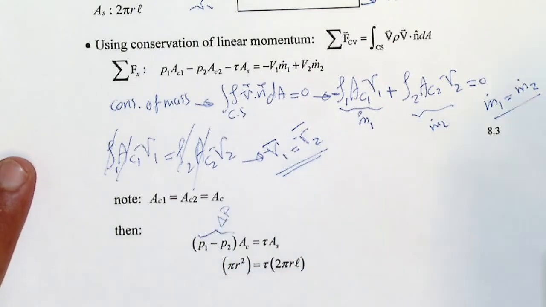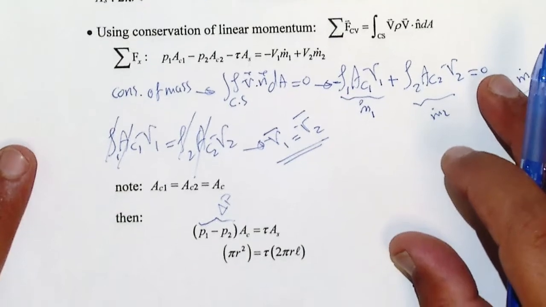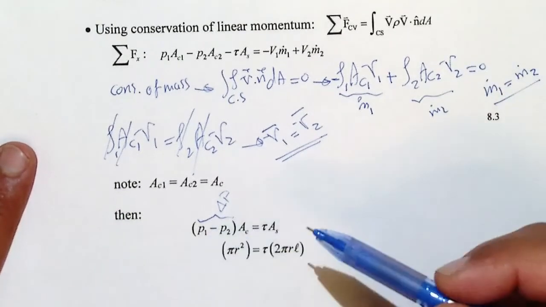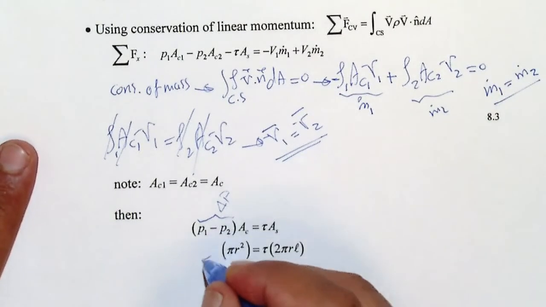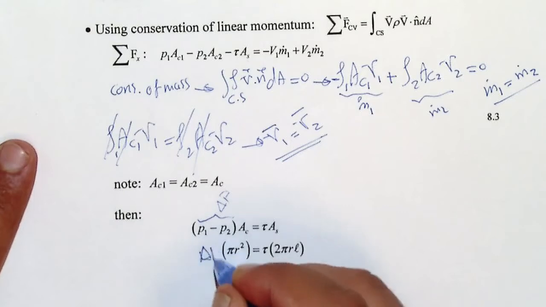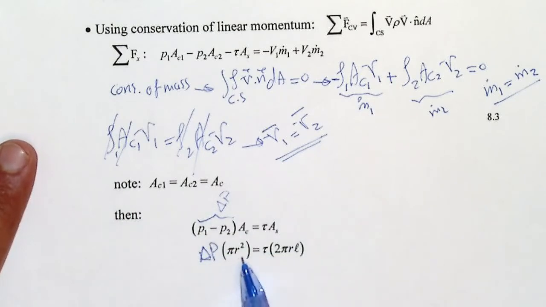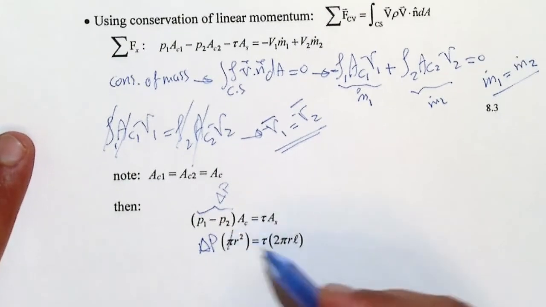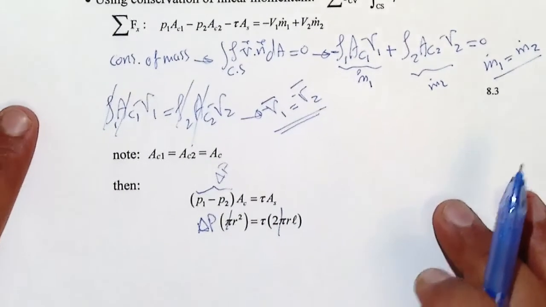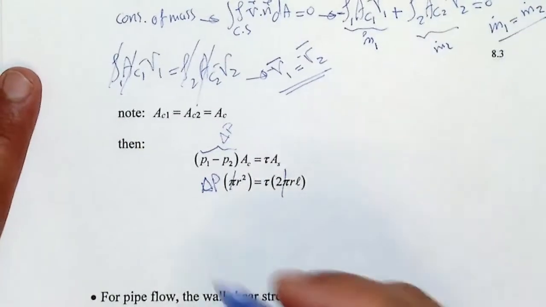Because P1 minus P2 is going to be delta P, and P1 is higher than P2, we can write it down here: delta P times pi r squared, which is the cross-sectional area, is equal to tau times 2 pi r L, which is the surrounding area. Okay, if you get rid of the pi term, then what will we have finally?